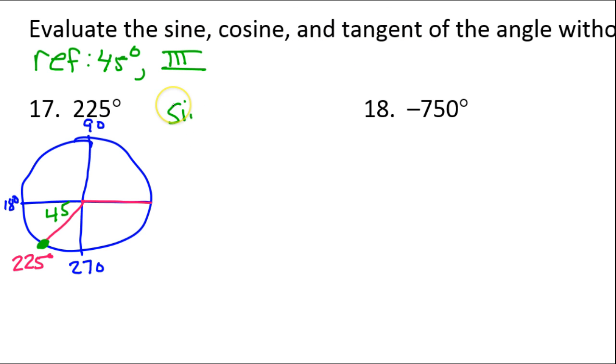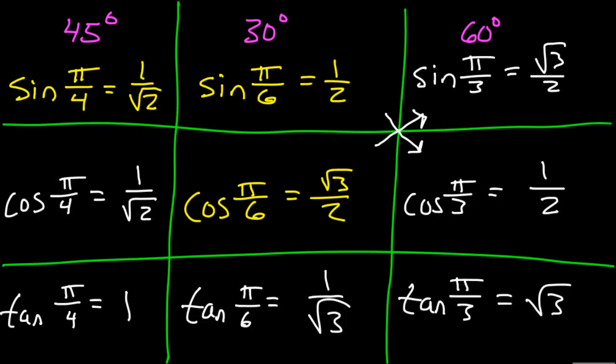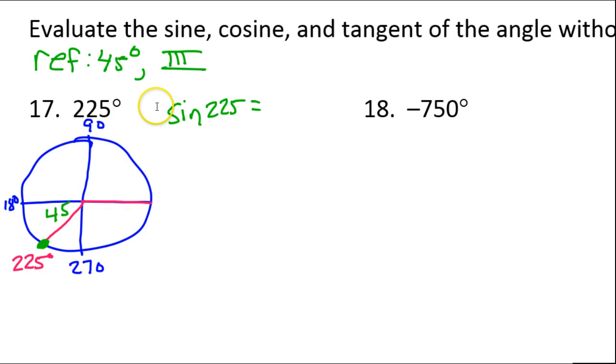So the sine of 225 degrees is going to be the same thing as the sine of 45 degrees, except for maybe it needs a negative on it. So we'll use a reference angle. Remember, sine of 45 degrees is 1 over radical 2. So we're going to have 1 over radical 2. Now look at the quadrant to decide if it needs a negative sign. Well, in the third quadrant, the sine function is negative. So it will be negative 1 over radical 2.